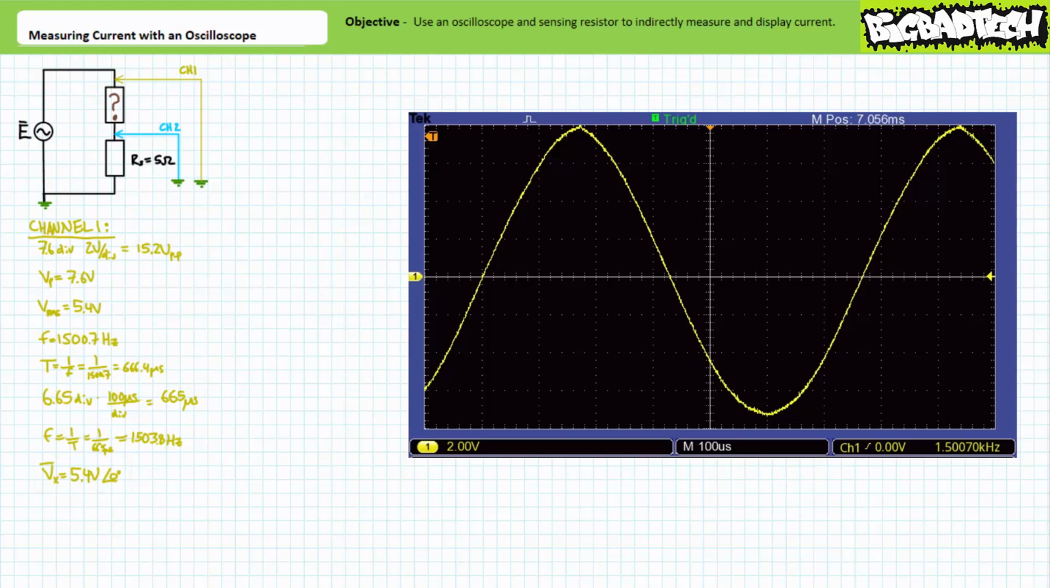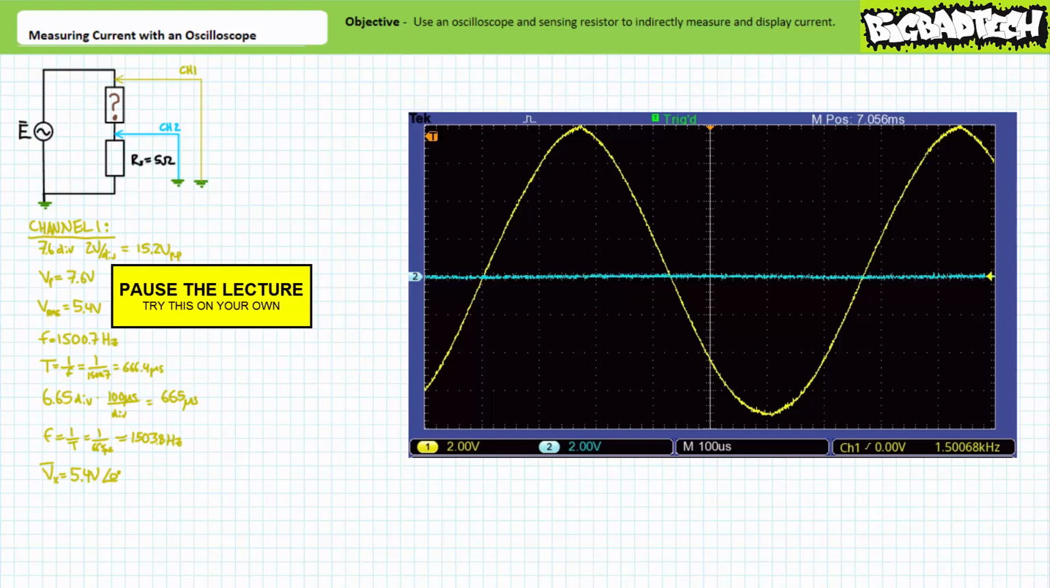Now, let's display channel 2 on the oscilloscope using the same vertical sensitivity as channel 1 of 2 volts per division. Doing so rewards us with a fuzzy blue line that yields little usable data. What's wrong? Is there really no voltage drop across the sensing resistor? By all means, pause the lecture and think about this. What would you do to convince channel 2 to share some of its secrets? If you're tracking, you should have arrived at the following solution.